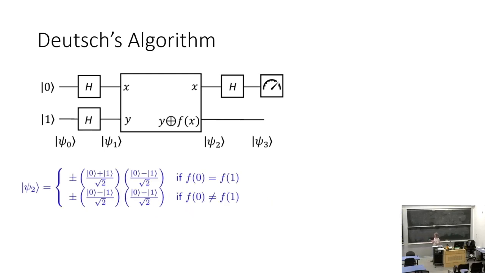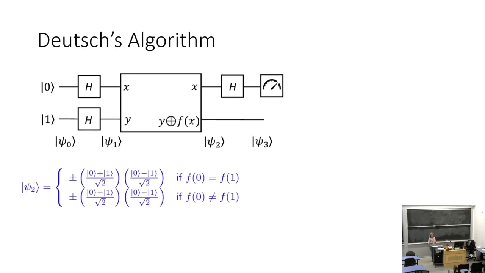So we can simplify those 4 scenarios and rewrite our quantum state after we get to this part of the circuit as plus minus 0 plus 1 over square root of 2 times 0 minus 1 over square root of 2, and plus minus 0 minus 1 over square root of 2 times 0 minus 1 over square root of 2. And the top case is the constant case, and the bottom case is the balanced case.